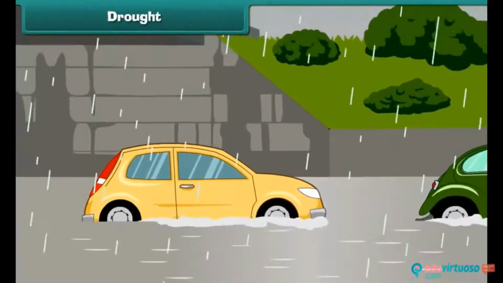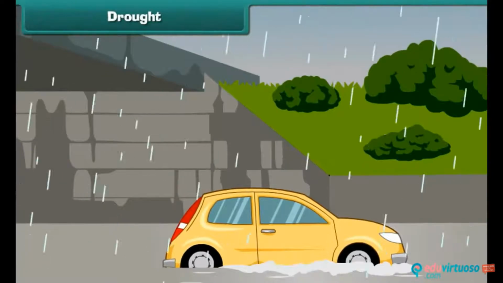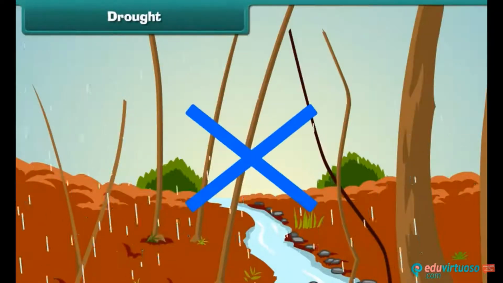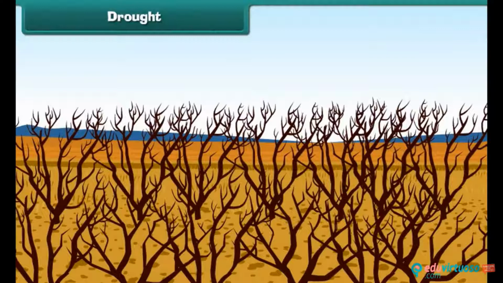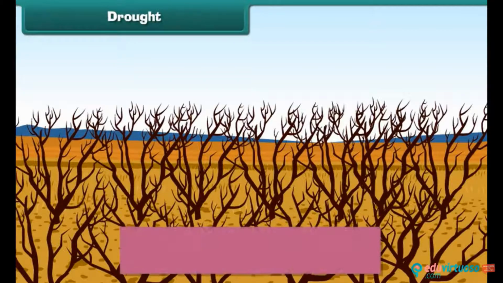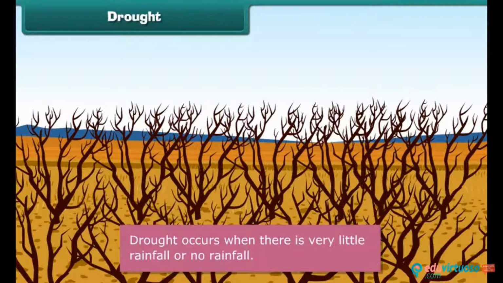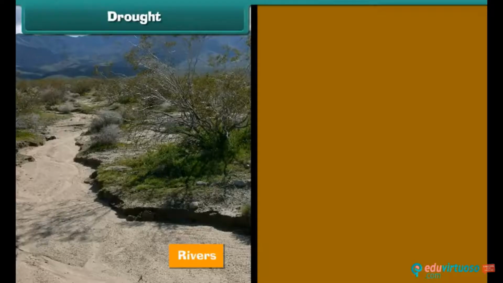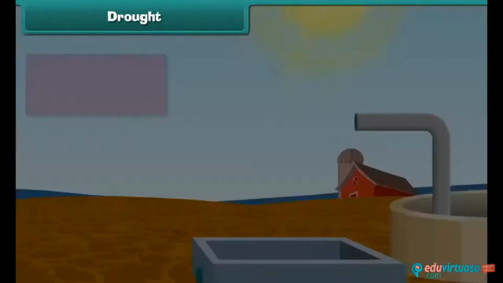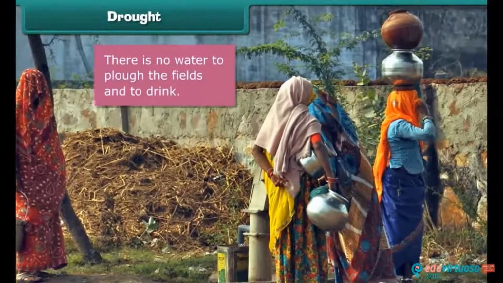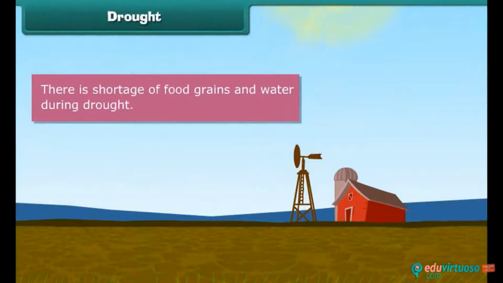Drought. We now understand that flood occurs due to plenty of rainfall. So, what is the case when there is no rainfall? Yes, it will lead to another kind of natural disaster that is known as drought. So we can say that drought occurs when there is very little rainfall or no rainfall at all. During droughts, the rivers, ponds, wells and other water resources dry up. There is no water to plow the fields, and even drinking water is hardly available. There is shortage of food grains and water.